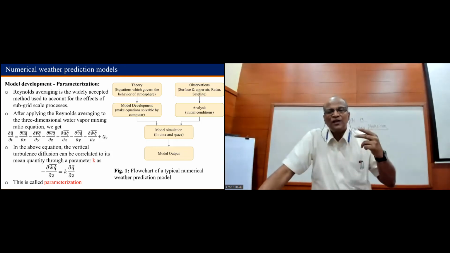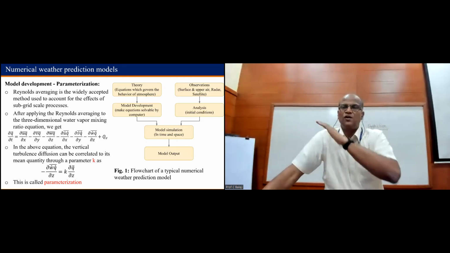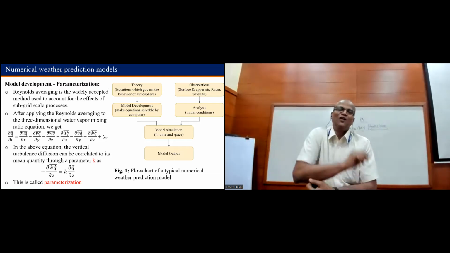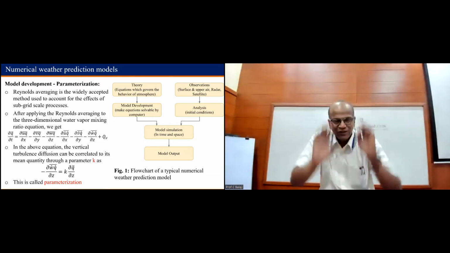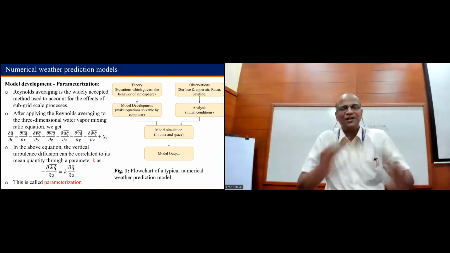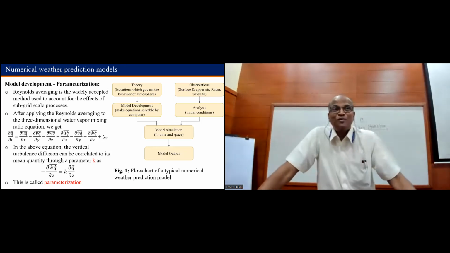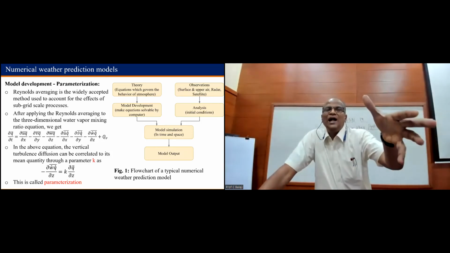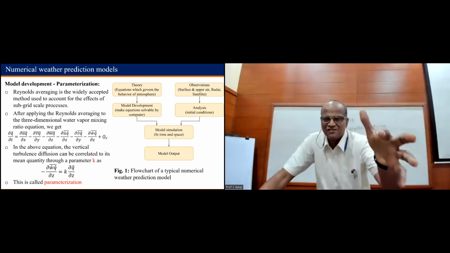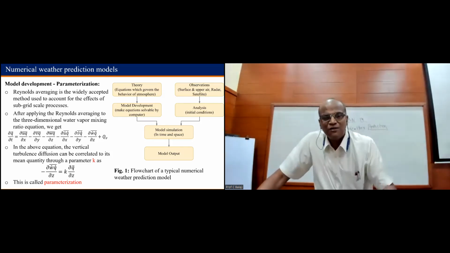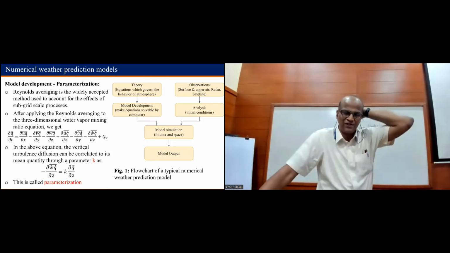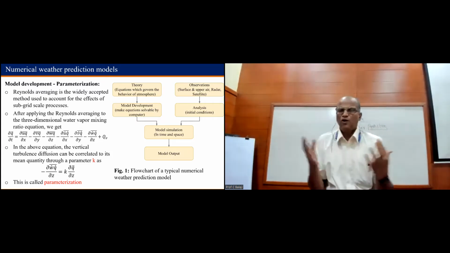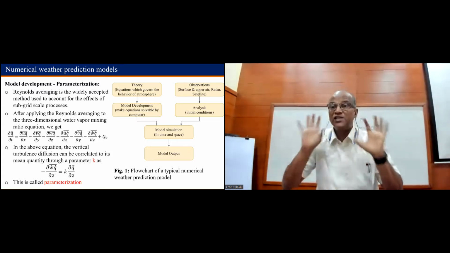So what do we do? We say this is a rough approximation: we say that it is equal to K times the gradient of the average quantity. This is the beginning of all troubles. This also appears to be the beginning of the end of the trouble for your ability to make the equations tractable or handleable. But this is the beginning of all troubles in a field like atmospheric science, because this parameterization may not be adequate always. So what is that K?